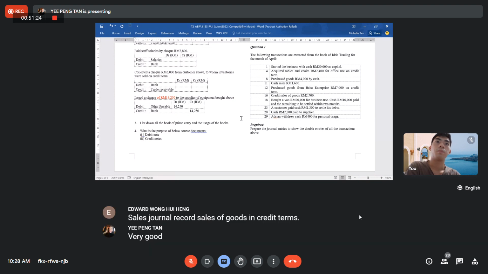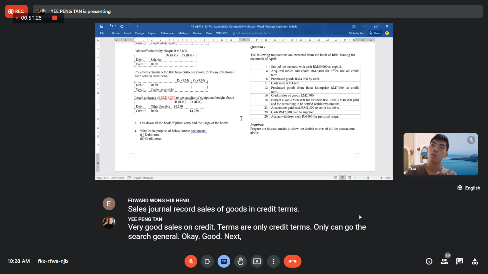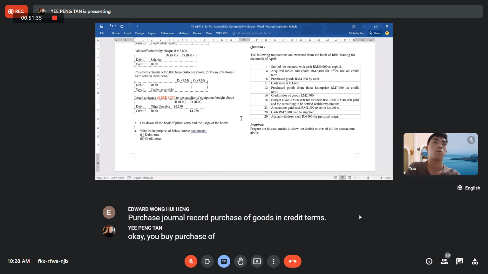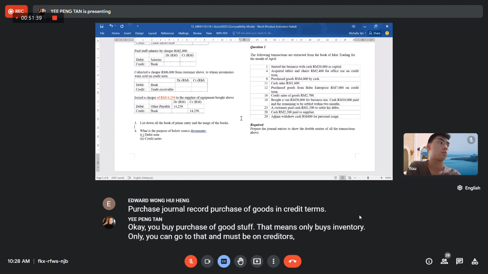Very good. Only sales on credit terms can go to the sales journal. Next, purchase journal, records purchase of goods on credit terms. You buy purchase of goods, that means you only buy inventory, only then can you go to that, and it must be on credit terms. All right, good. Next.